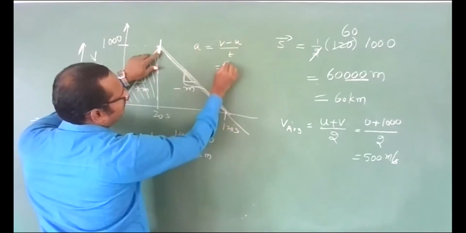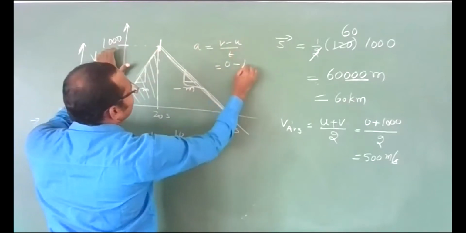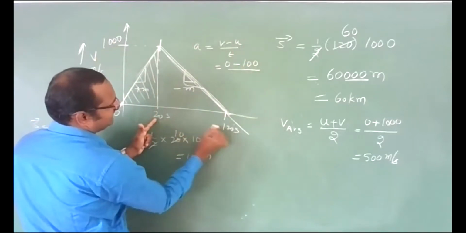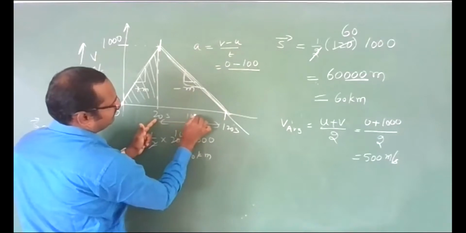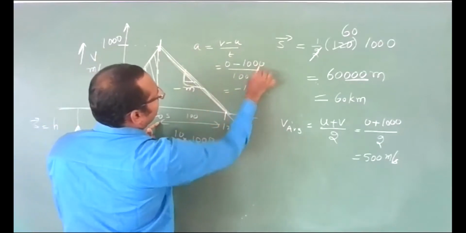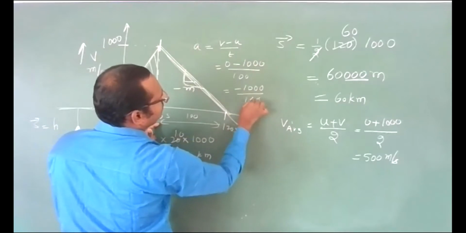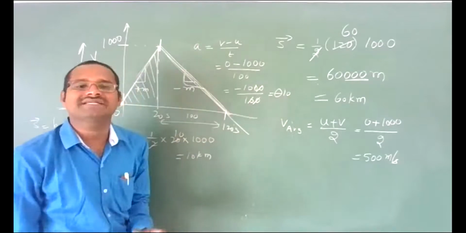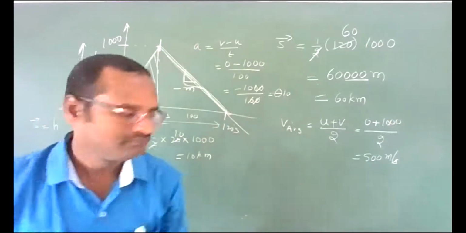Final velocity is 0, minus initial velocity is 1000, divided by time, which is 20 to 120, that is 100. So minus 1000 divided by 100. The zeros cancel. Minus 10. Minus indicates it is retardation. Minus 10 meter per second square is the answer.